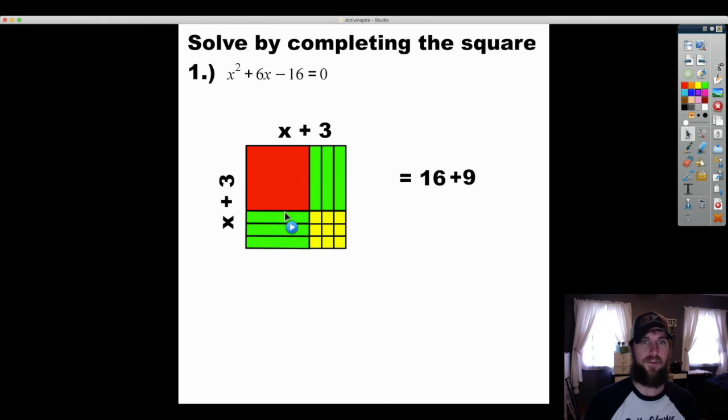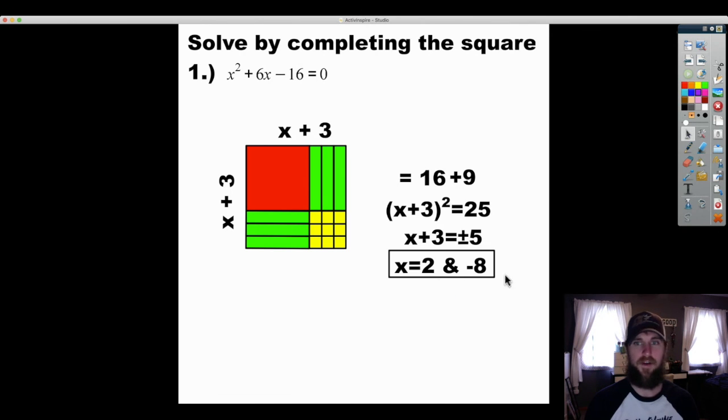Now we have a perfect square trinomial over here, something that creates a square, which is x plus 3 and x plus 3. On the other side, we get 25. So we know to undo a square, we can do the square root, which means we get 5, but also negative 5. And then we can solve these two equations by subtracting 3. So if you subtract 3 from 5, you get 2. If you subtract 3 from negative 5, you get negative 8. And those are the two solutions.